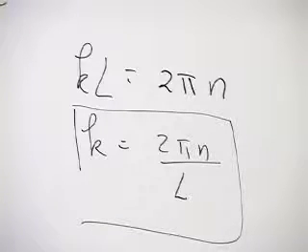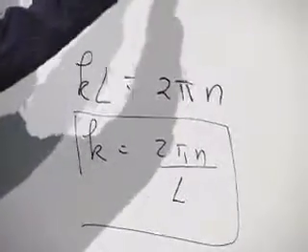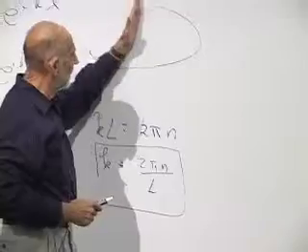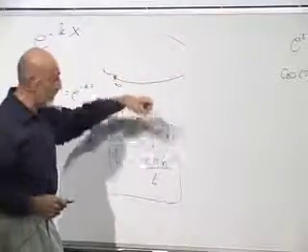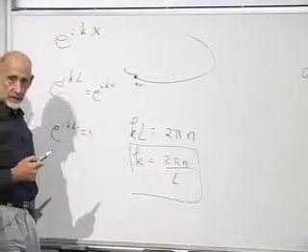So that's one thing. Incidentally, this is exactly the same thing as the quantization of the wavelength, saying the wavelength has to fit an integer multiple of times by the time you come back. What's the connection between k and wavelength?